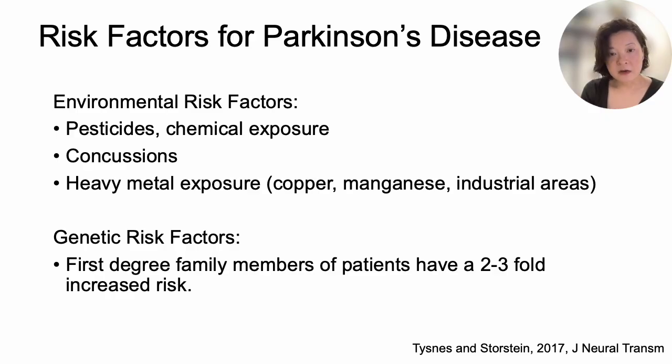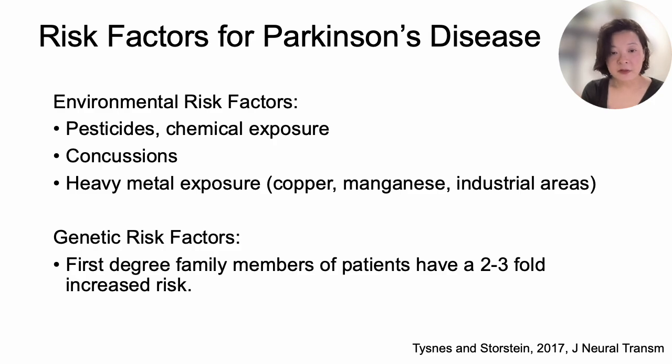Environmental risk factors for Parkinson's disease include exposure to pesticides and chemicals, repeated concussions, as well as inhalation of heavy metals, including copper and manganese. So living in an industrial area may increase your environmental risk for Parkinson's disease development.